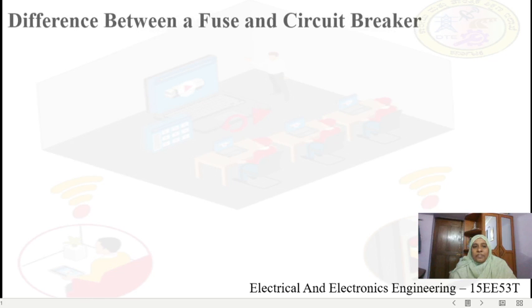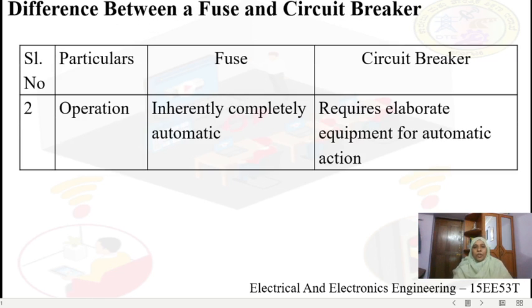So the next difference is operation wise. Operation wise, let us see what difference they have got. Fuses are inherently completely automatic. Circuit breakers require elaborate equipment for automatic action. What does this mean? Fuses are inherently, means naturally, automatic. Once the fault occurs, they themselves analyze the fault, then break open the circuit and separate the circuit into a faulty part and a healthy part.